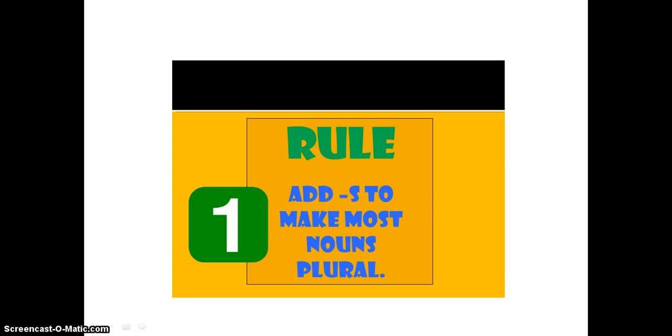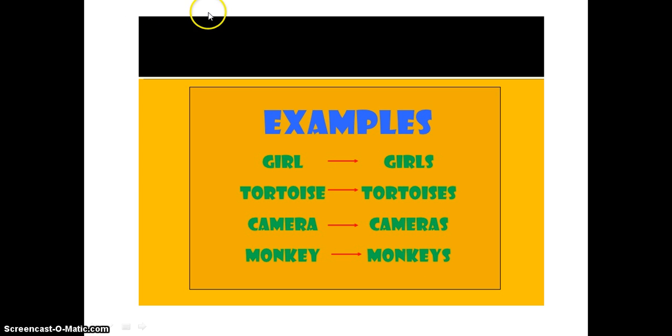Rule number 1. These are the rules of changing singular to plural nouns. Add S to make most nouns plural. Meaning most nouns just need you to add S to them to make them plural. Let's take examples. Girl becomes girls when we add S to it. Tortoise becomes tortoises. Camera becomes cameras. And monkey becomes monkeys. Good. I'm sure you have that in mind.